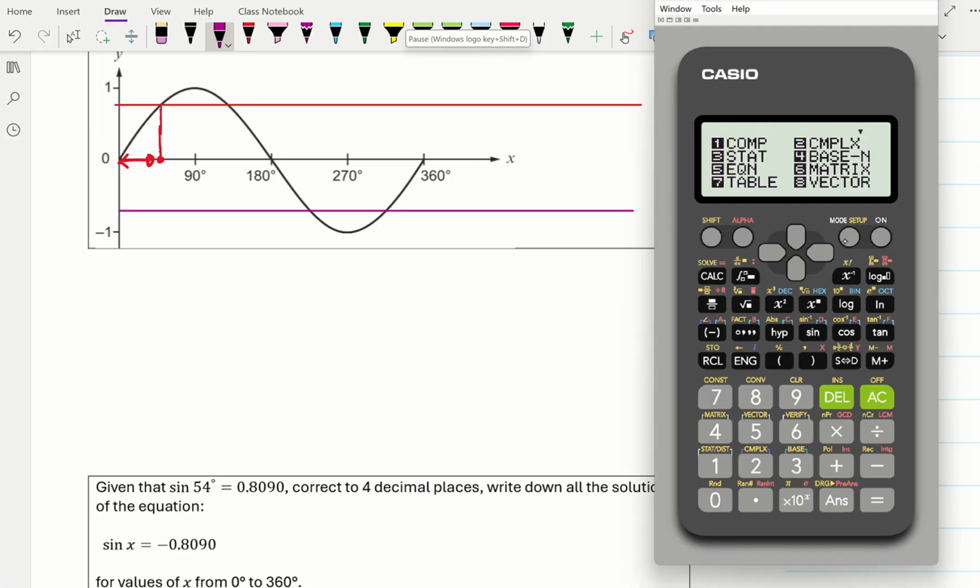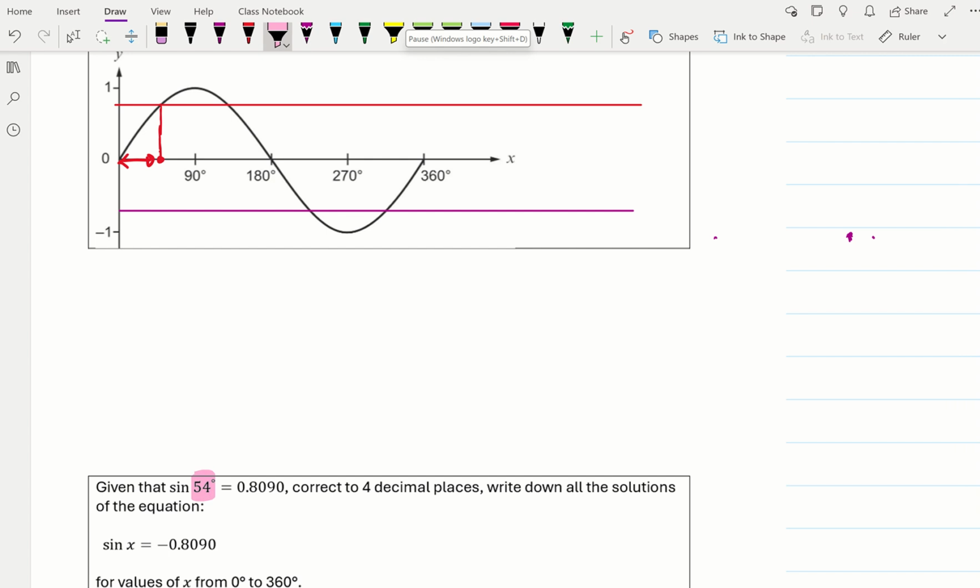Okay, so shift, menu setup, I want it in degrees, and I'm going to do shift sine, and it's negative 0.8090. And it should give you, if you notice, negative 53.998. This is basically 54 degrees, or negative 54.